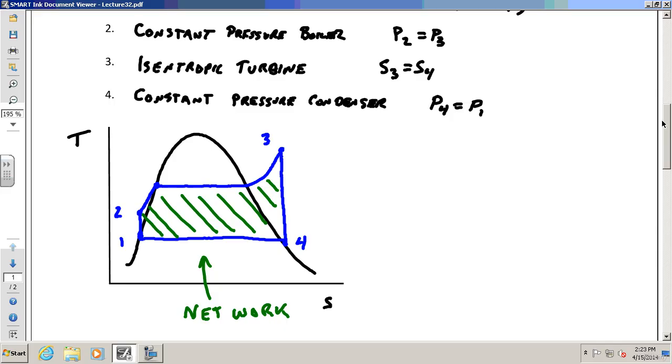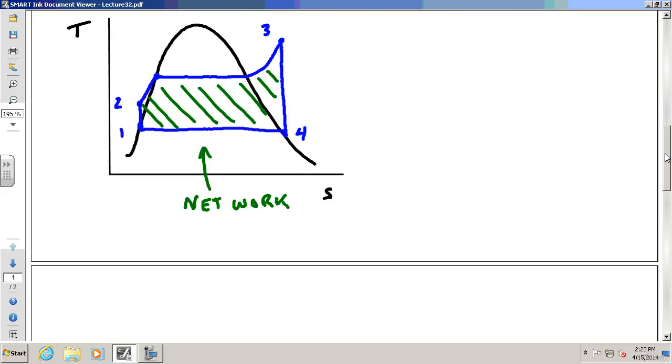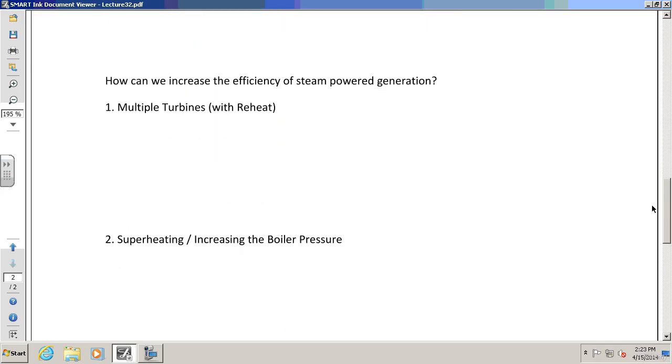So this is the very basic form. But then engineers, as we started to figure out how to make these cycles a little more efficient, figured out some techniques, some things we do that improve the process. So this is the standard. But now let's talk about improving it. How can we increase the efficiency of steam power generation? How can we do better?